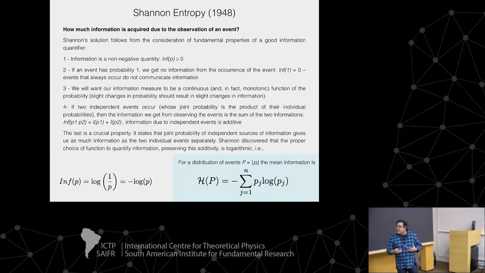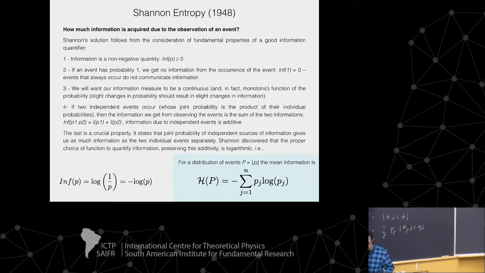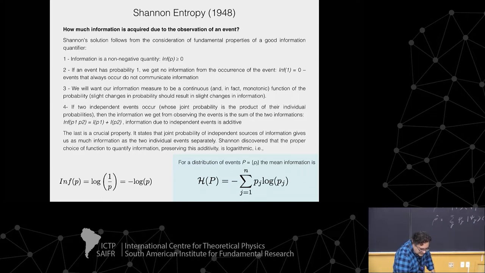And the name entropy was suggested by von Neumann to Shannon. It causes a lot of confusion because it is not the physical entropy. This is an entropy which is related to the amount of information. So we could call this information quantity instead of entropy. But everyone calls it Shannon entropy.